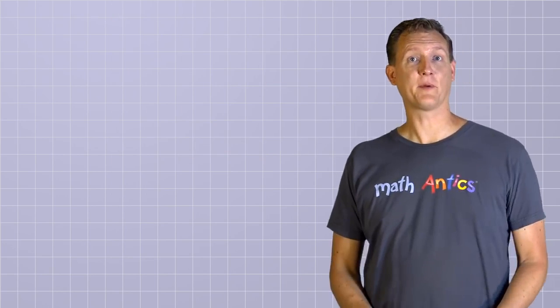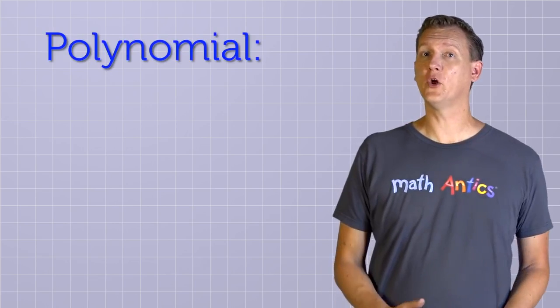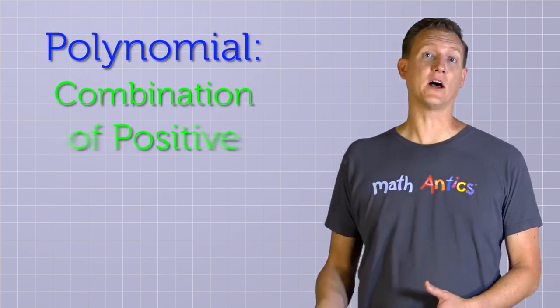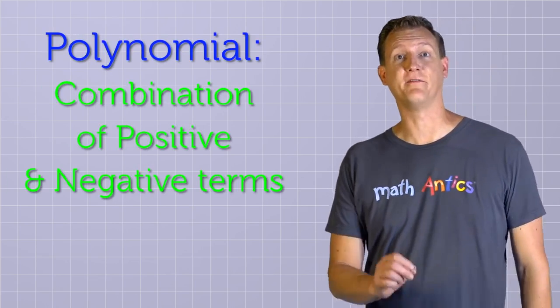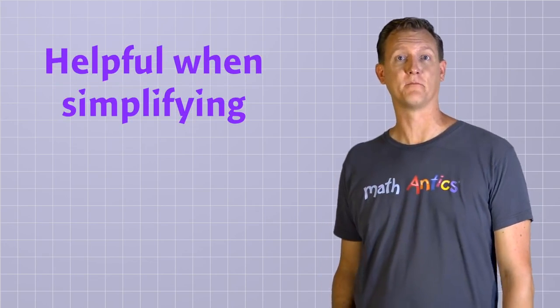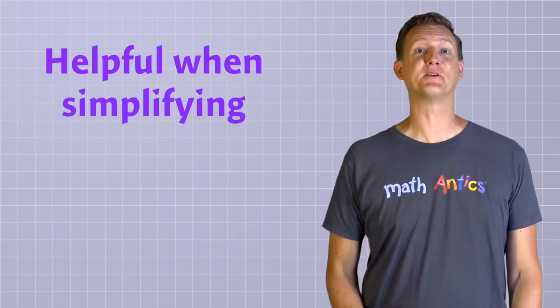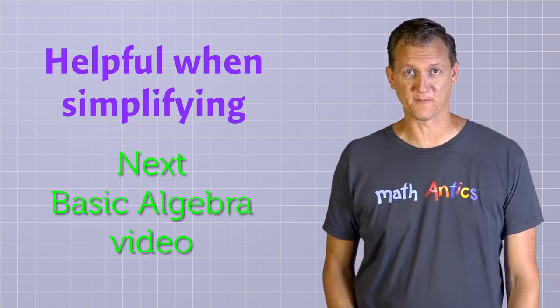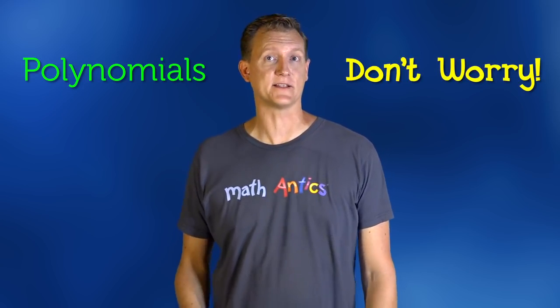And in addition to helping us rearrange them, treating a polynomial as a combination of positive and negative terms will be very helpful when we need to simplify them, which just so happens to be the subject of our next basic algebra video. All right, we've learned a lot about polynomials in this video. And if you're a little overwhelmed, don't worry. It might just take some time for it all to make sense.